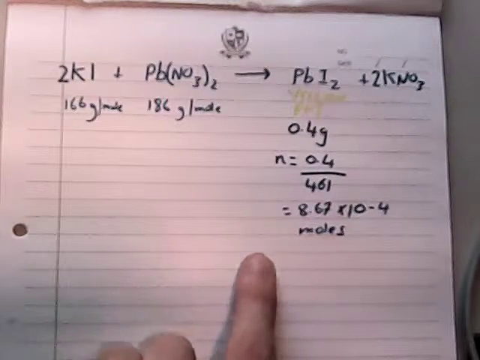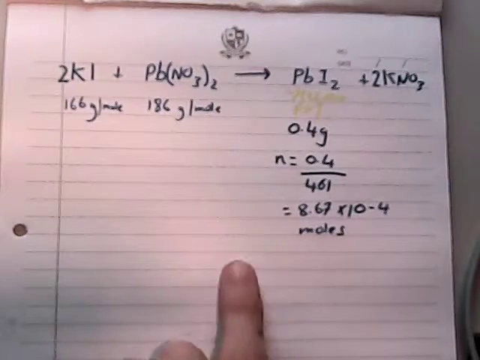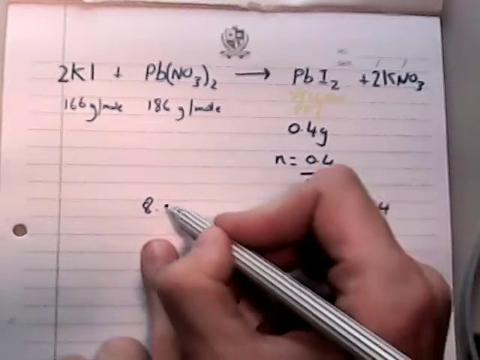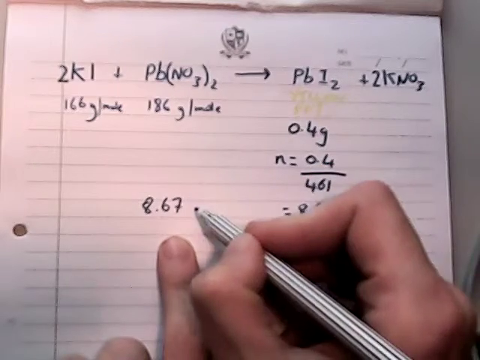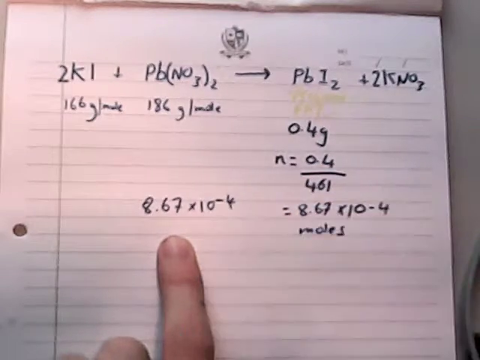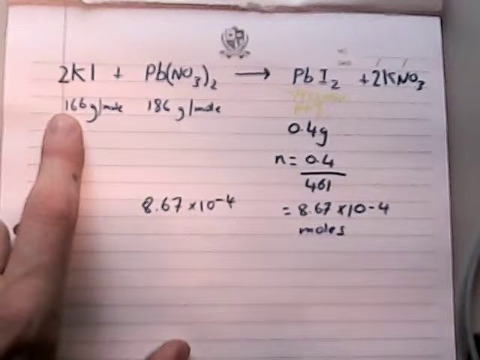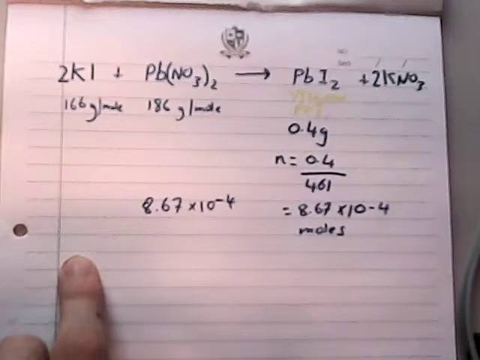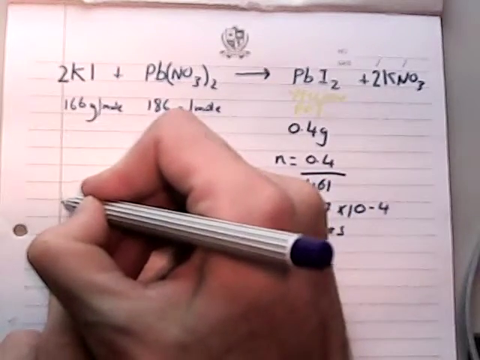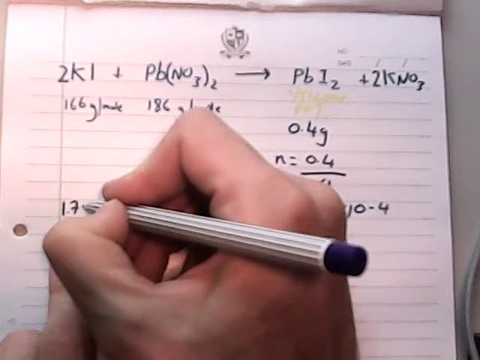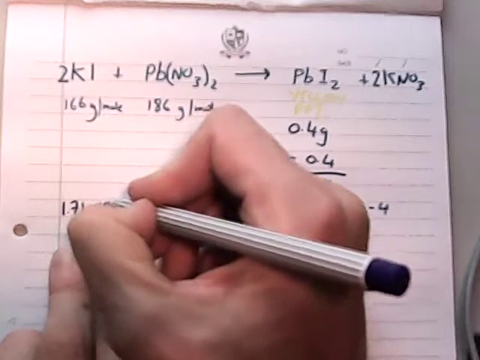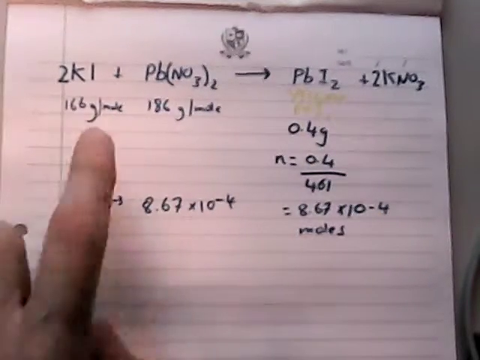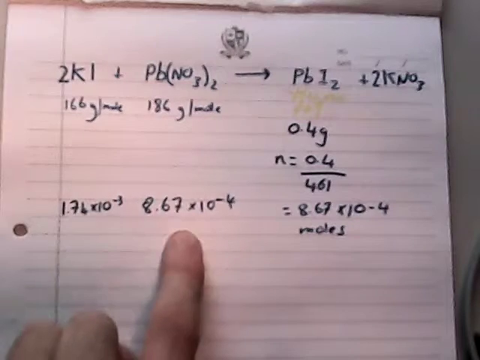Now, if you look at the number of moles of the other two, it will be the same. It will be the same for lead nitrate, 8.67 times 10 to the minus 4 moles. But for the other chemical, which is potassium iodide, it needs to be double. So you simply take your answer on the calculator and double it. So it's going to work out to be 1.74 times 10 to the minus 3 moles, and that corresponds to potassium iodide. This corresponds to lead nitrate.